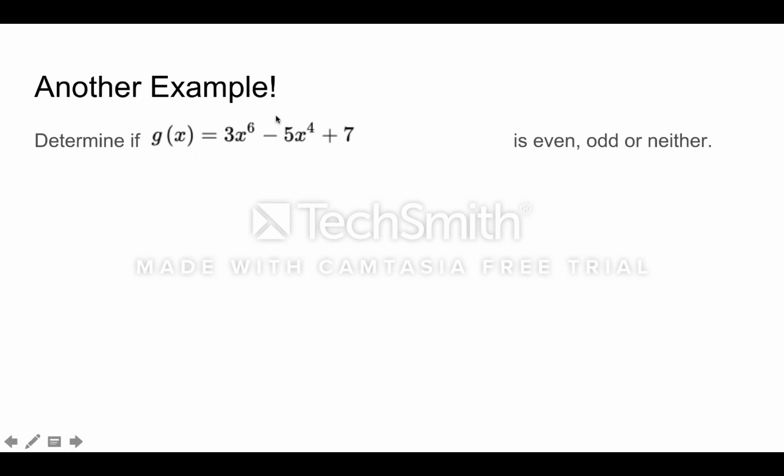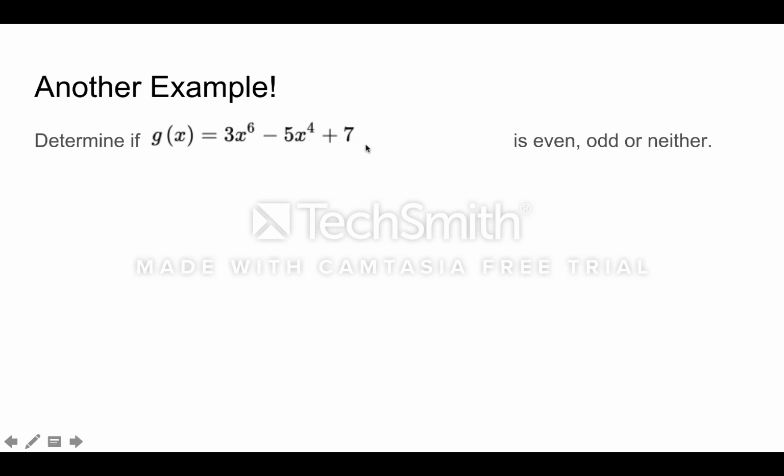So the first thing people look is they say, oh, well, 3 is an odd number. I don't care about the coefficients. Coefficients aren't going to change anything. What I really want to check are all the exponents. That's an even exponent. That's an even exponent.